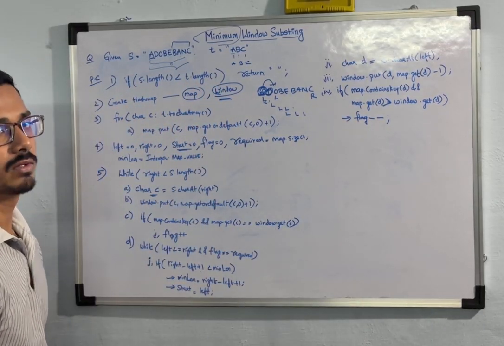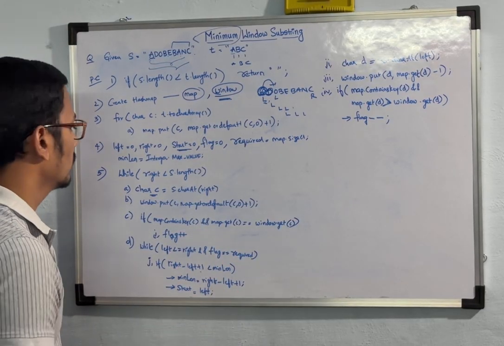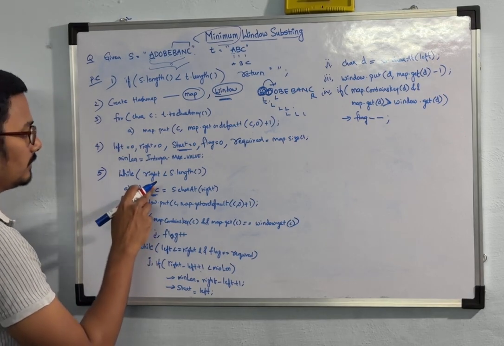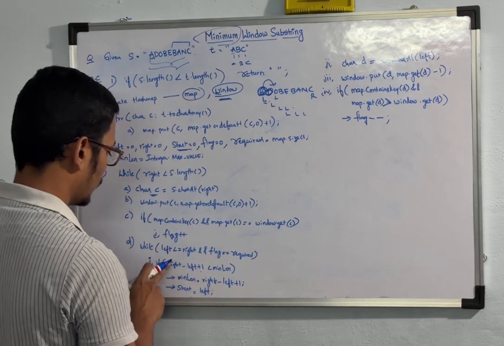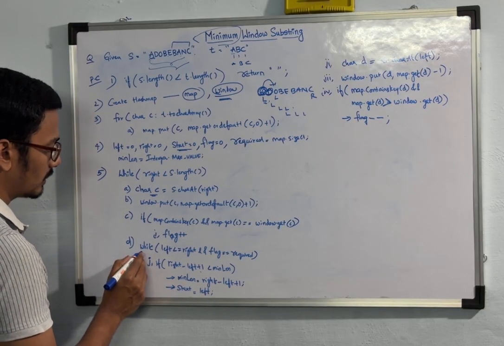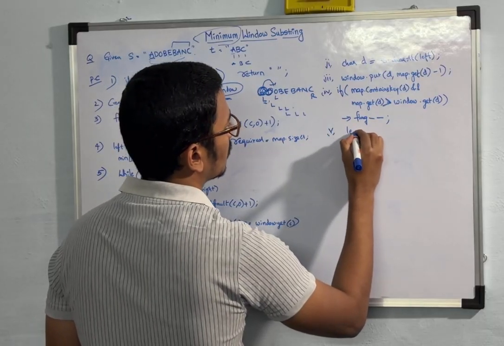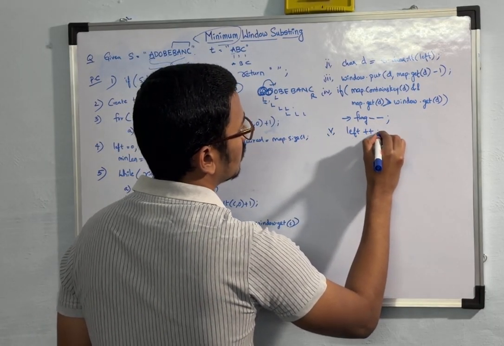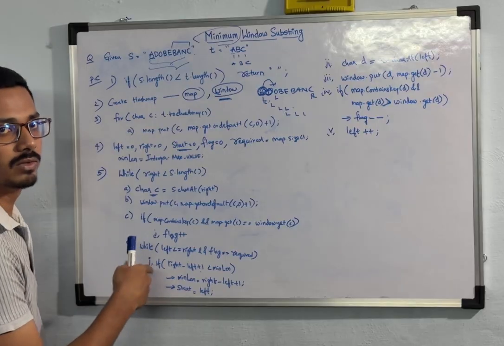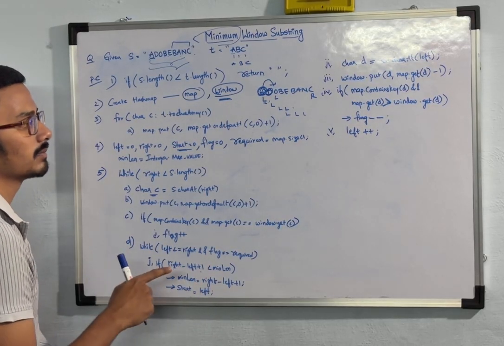Later on, in the next step, I have to update left and right. Internally, left keeps on changing, right? So this while loop is still there, and I have to close it. What I will do in the fifth step is left plus plus, because this is responsible for keeping the while loop running. Whenever this condition is not satisfied, the while loop stops.